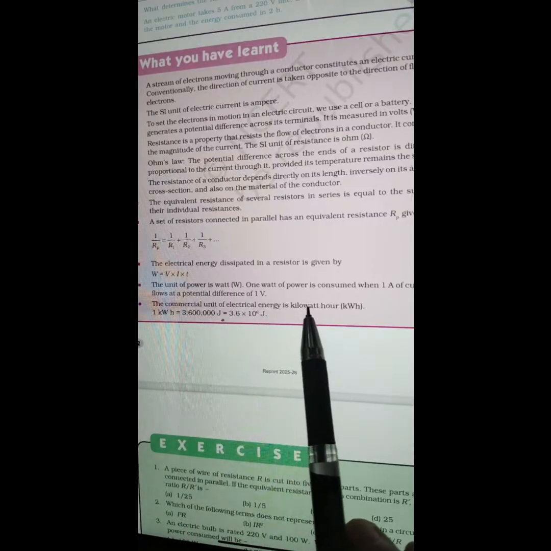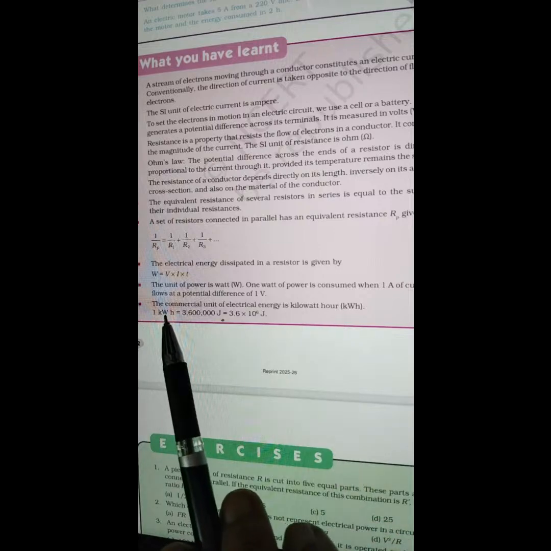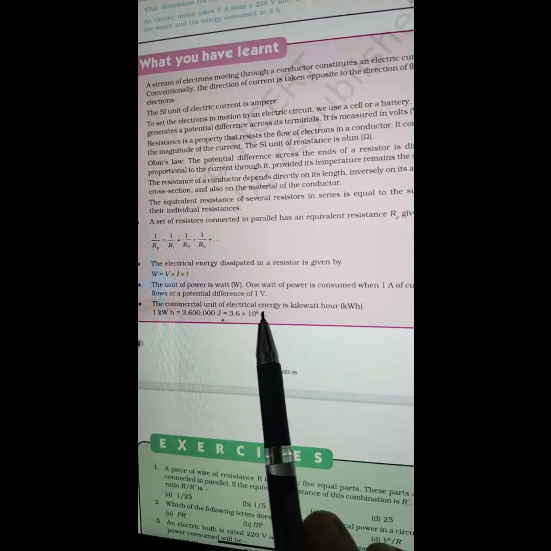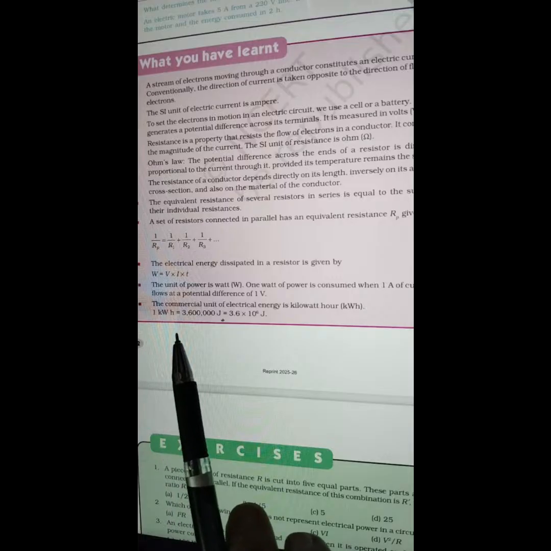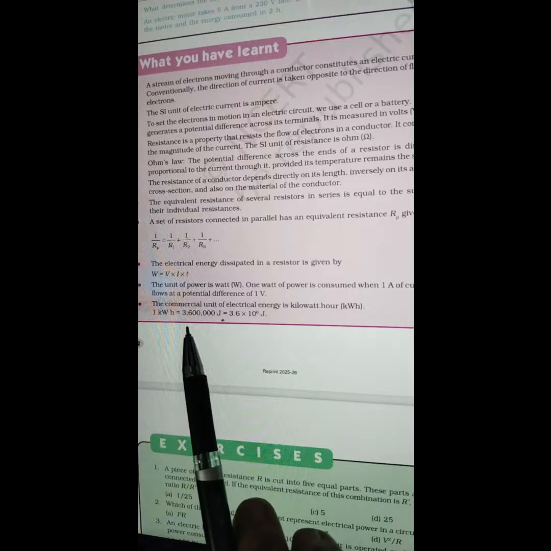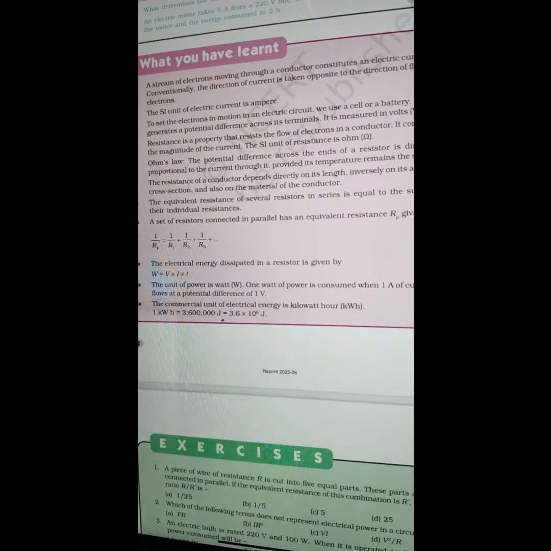1 watt of power is consumed when 1 ampere of current flows at a potential difference of 1 volt. The commercial unit of electrical energy is kilowatt hour, represented as kWh. 1 kilowatt hour is equal to 3.6 followed by 5 zeros, so it is 36 lakh joules, which can also be written as 3.6 into 10 to the power 6 joules. So with this, we are done with the reading of a lengthy chapter in one go.